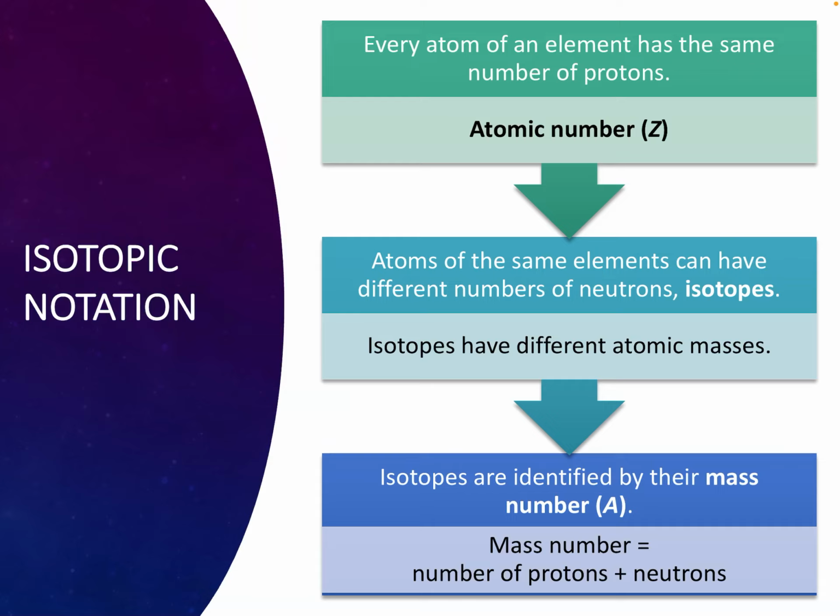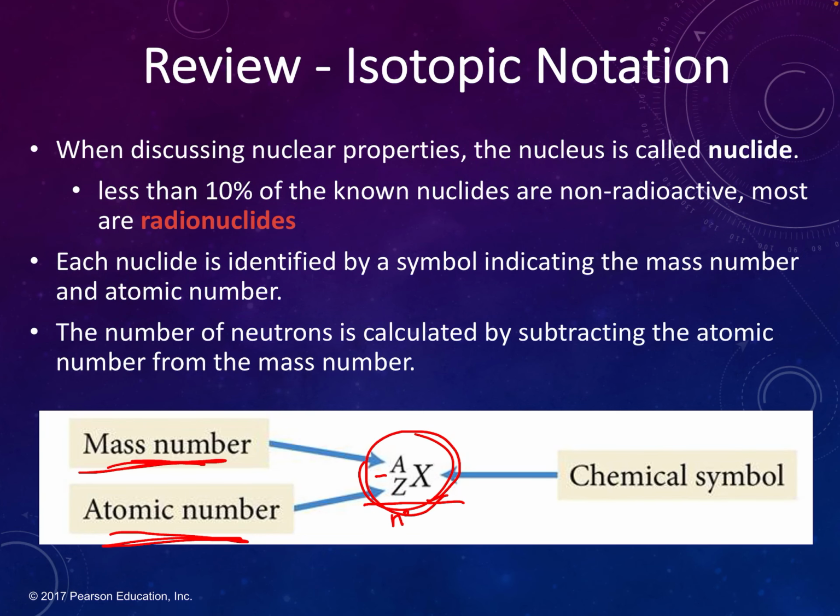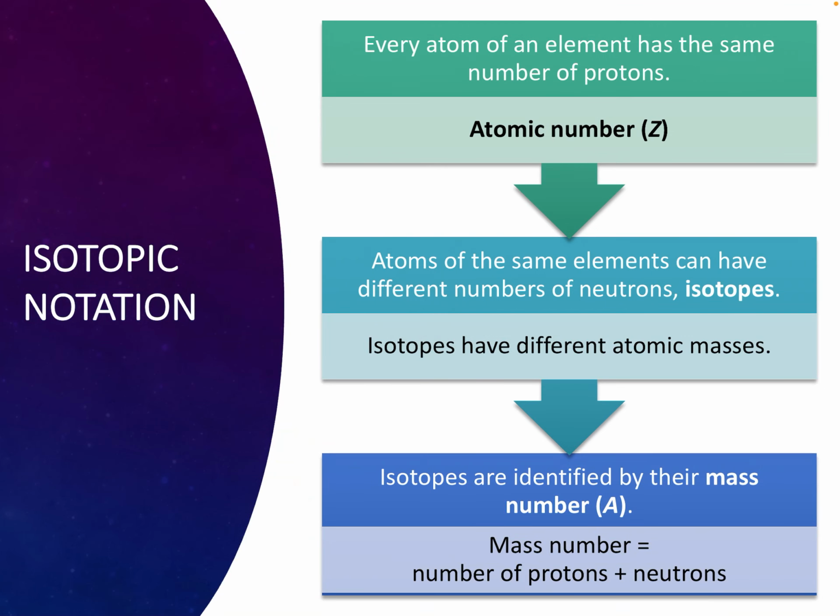So every atom of an element is going to have the same number of protons. That's the atomic number Z. So again, when we were looking at this, we have A over Z gives us X. All of them, say aluminum or whatever, are all going to have the same number Z. That's going to tell us what our chemical symbol should be, because all of a certain element has the same number.